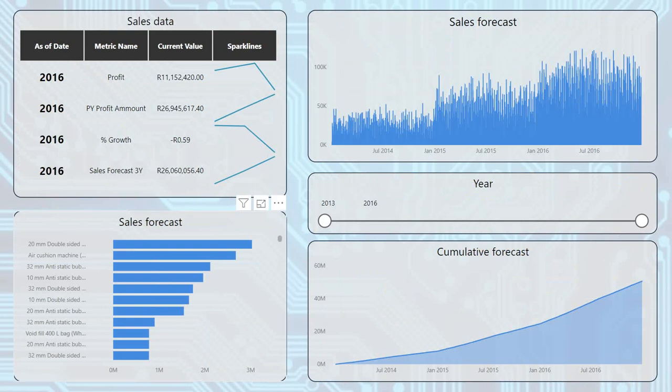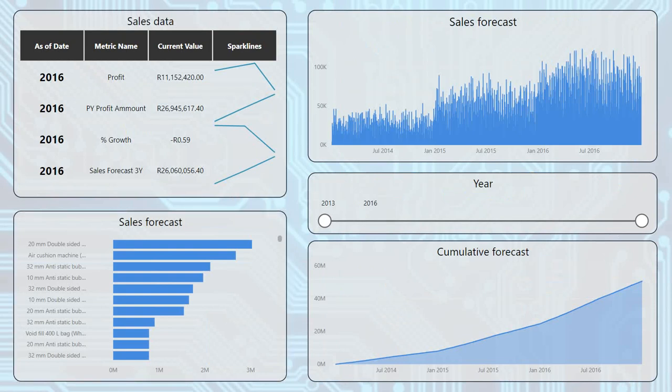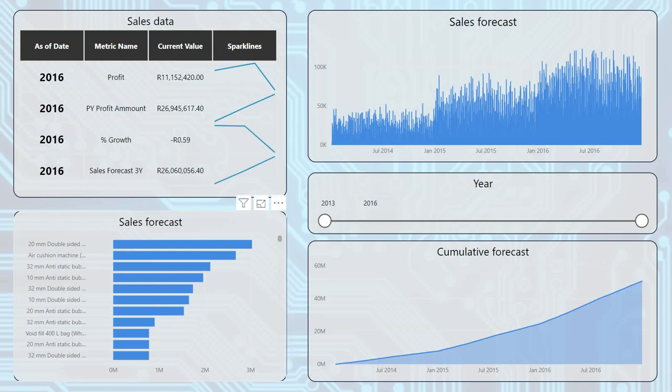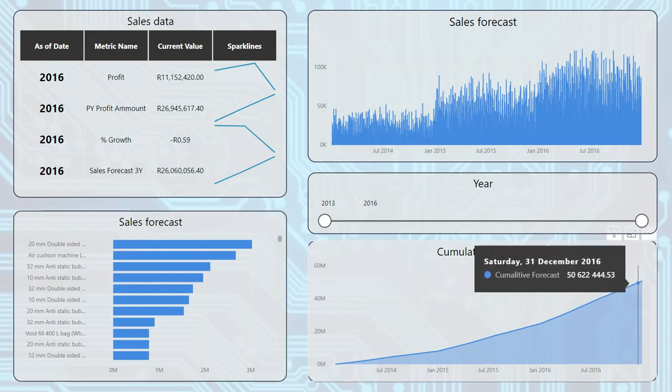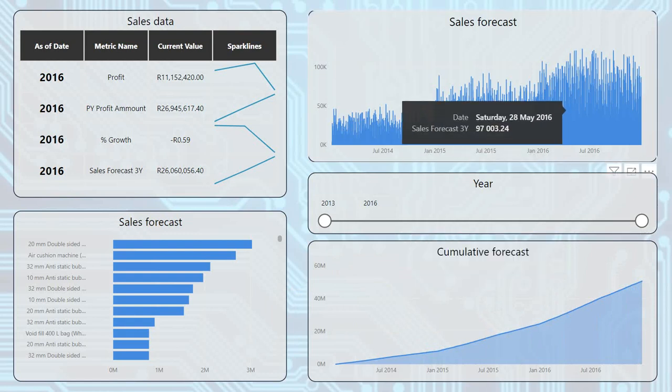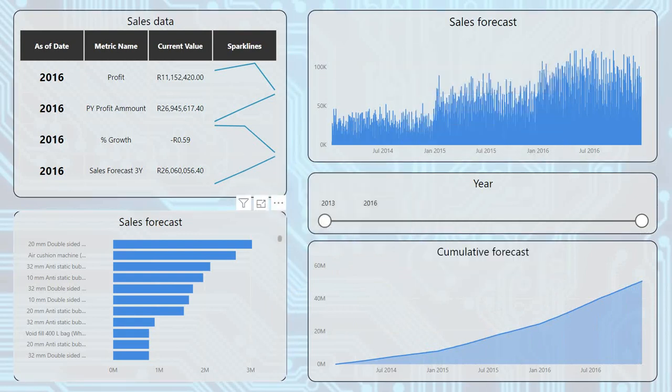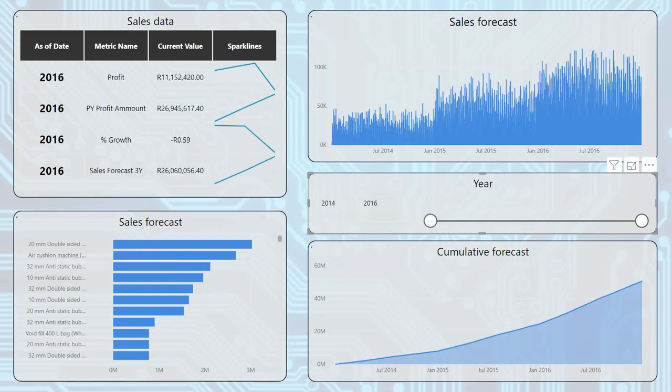Then, moving on to the next page, forecast for sales, we get to see forecasts for sales based off of previous year data. And we can see forecasts for all our products on a monthly level here, or on a daily level. And also, we can see forecasts for each individual product based on a selection of a year.